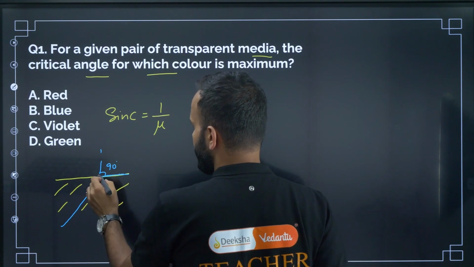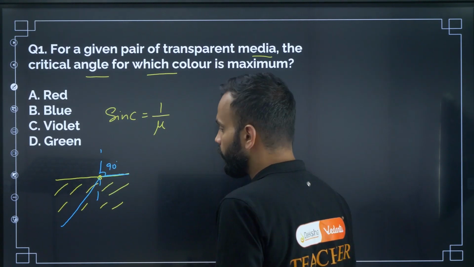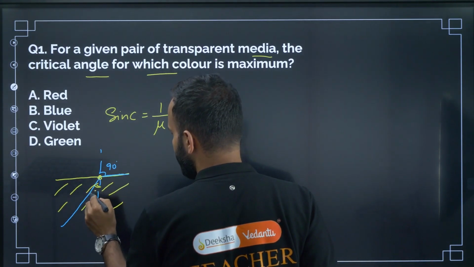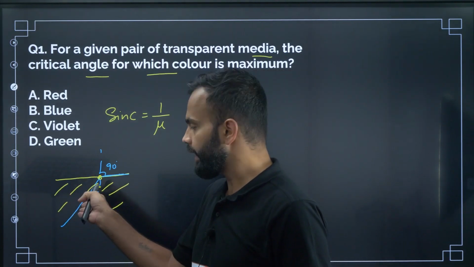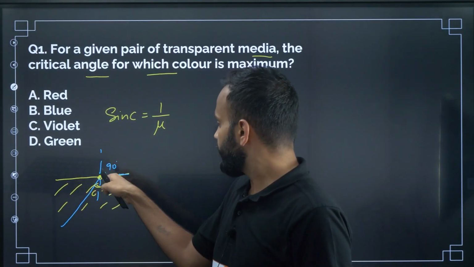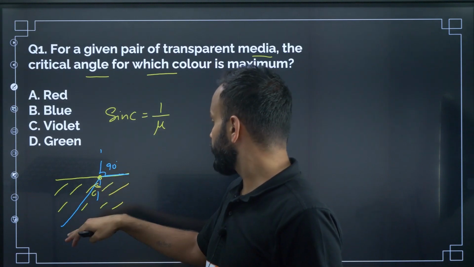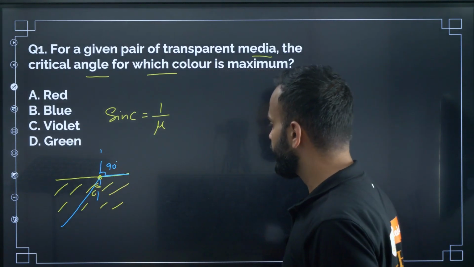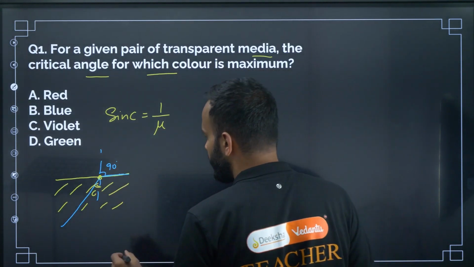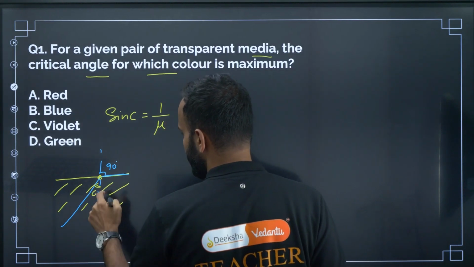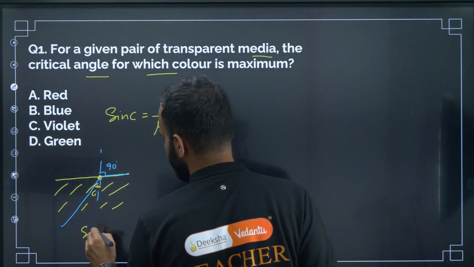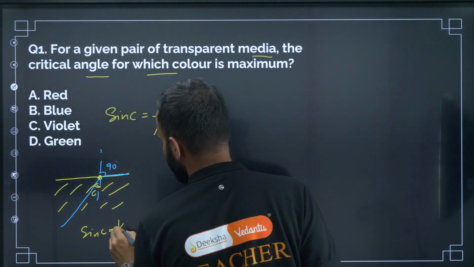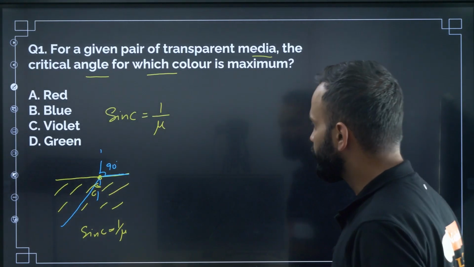Now apply Snell's law. This angle is the critical angle. If the incident angle is greater than c, then there will be total internal reflection. Now if you apply Snell's law here, you will get sin c equal to 1 by mu.